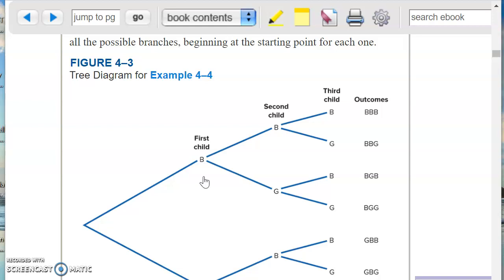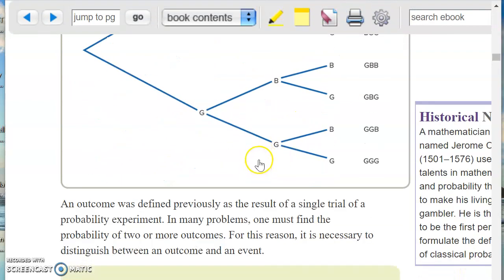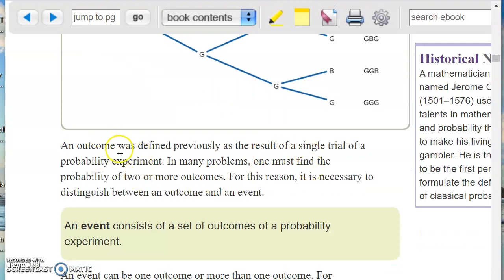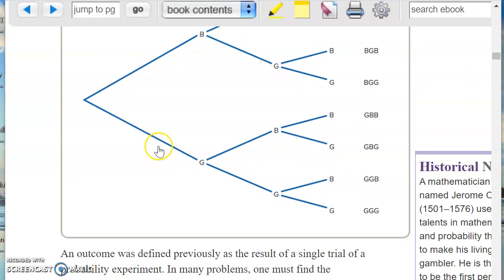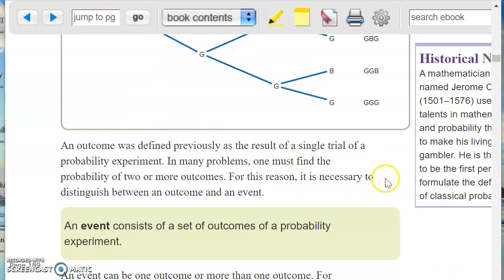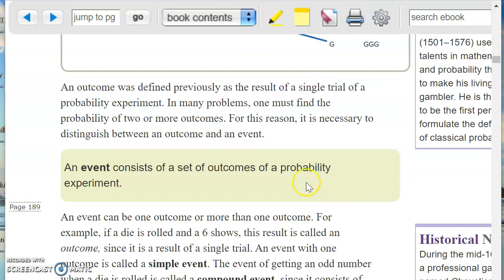And that's very simple for boys and girls, but when you start getting into more complicated situations, believe me, you're going to be glad you know how to use a tree diagram. So make sure you know how to use these things. Okay, so now, as he says before, an outcome is the result of a single trial. A single trial. You flip a coin one time. In many problems, you must find the probability of two or more outcomes.